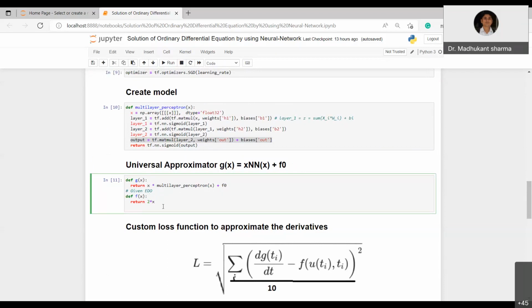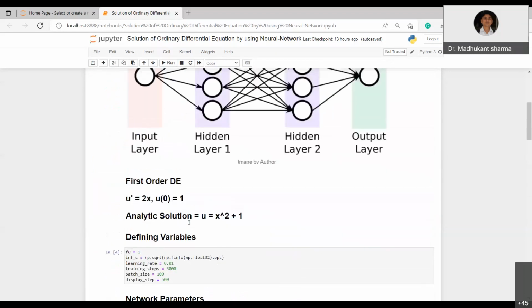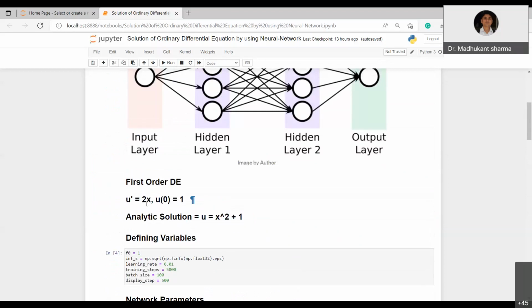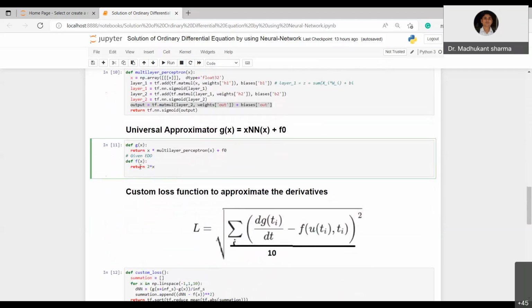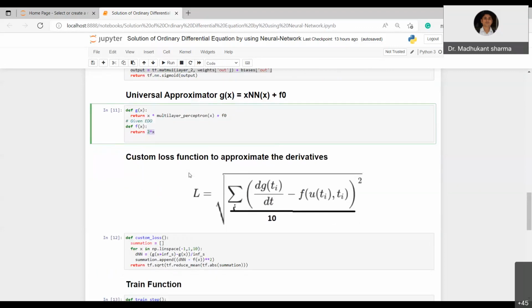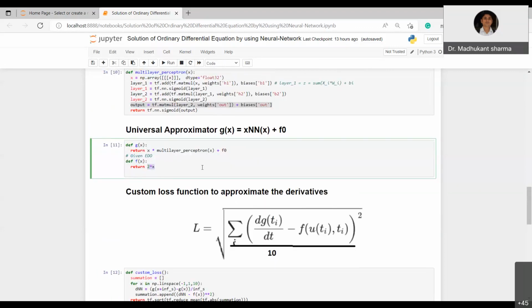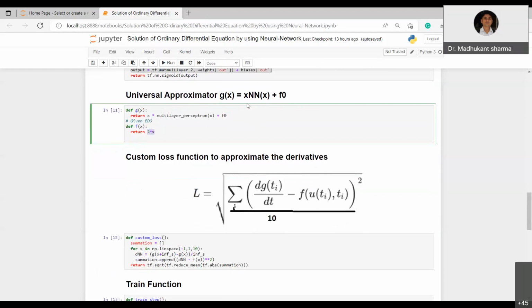Again, we know that here is f of x. In our problem, u dash equals 2x, so our f of x equals 2x. I am defining f of x as 2x. Now we have defined g of x. I am defining g of x because it will help in finding the loss function.